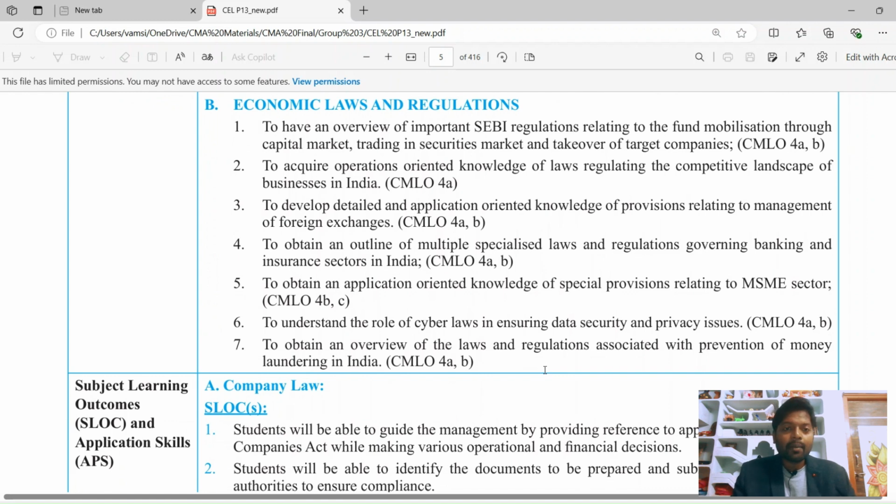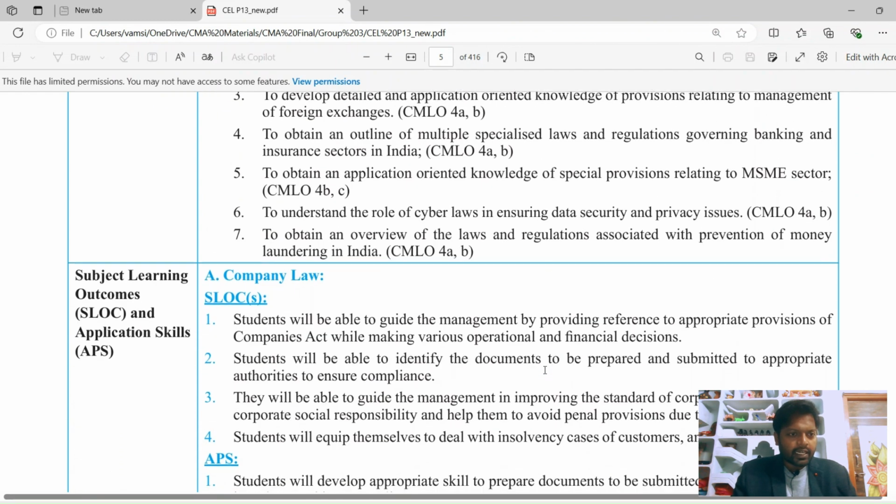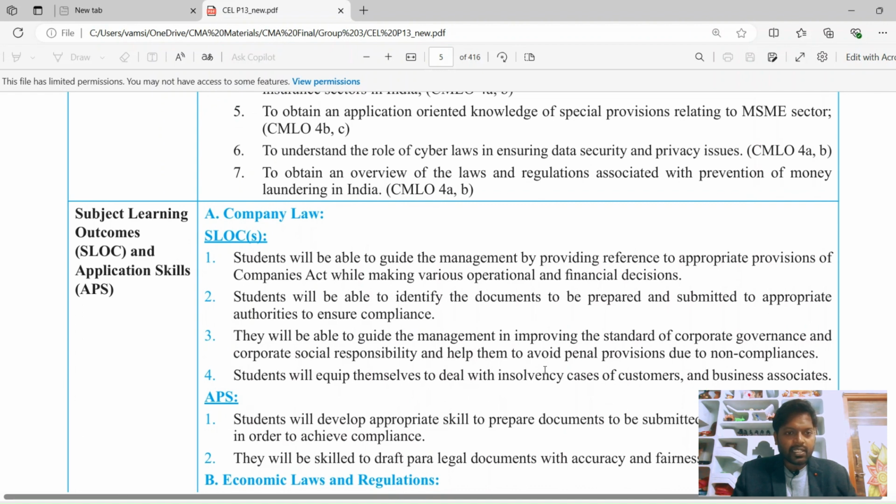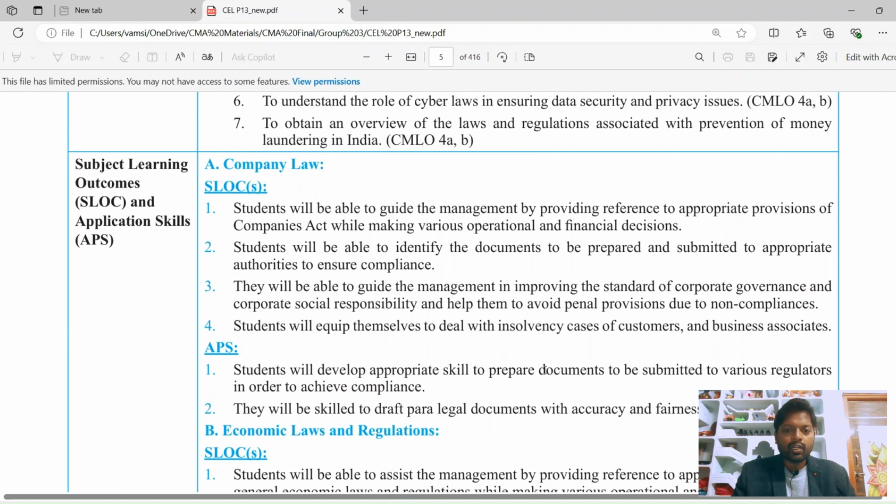So, a student who has completed Part B, economic laws and regulations, is supposed to gain the knowledge in these areas. Okay. Subject learning outcomes and application skills. After learning, what is the institute expecting, or the companies, when a student has passed CMA? The company expects the following application skills. If you learn the company law, you are supposed to gain the following application skills.